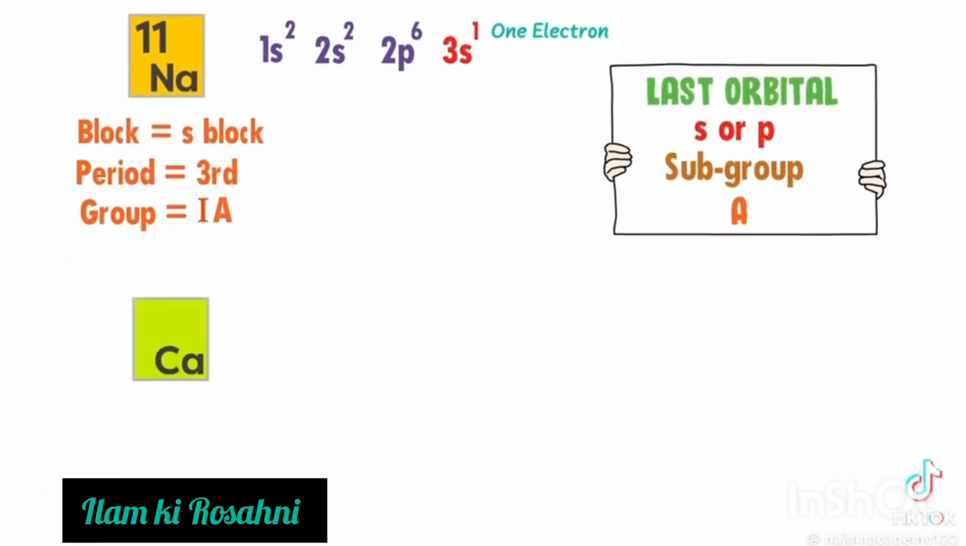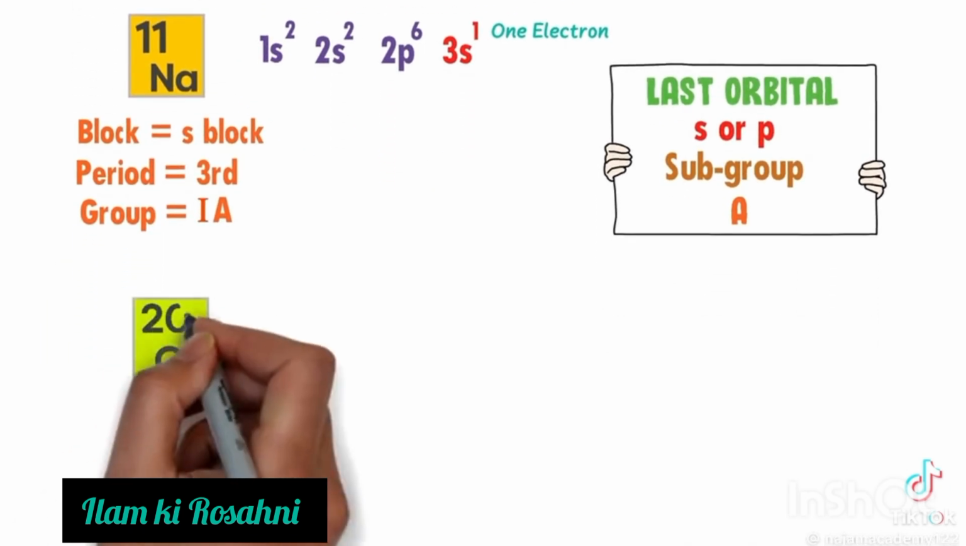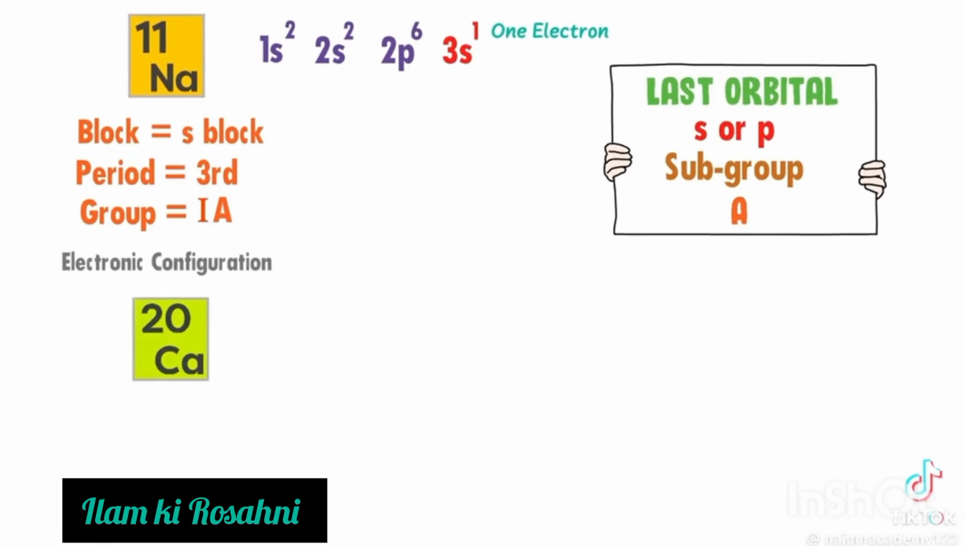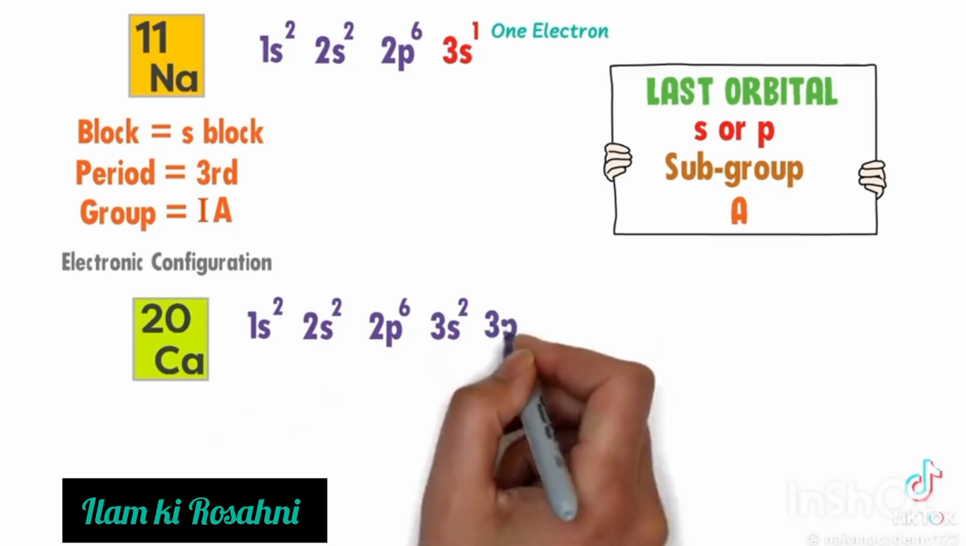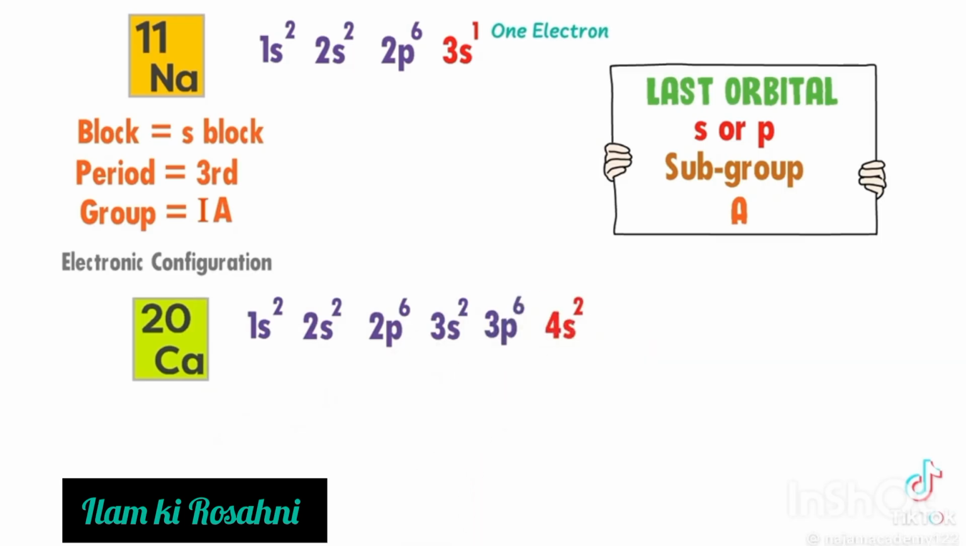Secondly, consider calcium, whose atomic number is 20. The electronic configuration of calcium is 1s2, 2s2, 2p6, 3s2, 3p6 and 4s2. If I add all these electrons, I get 20 electrons. Hence, I have successfully configured the electrons of calcium. Here, the last orbital is s, so calcium is an s block element.